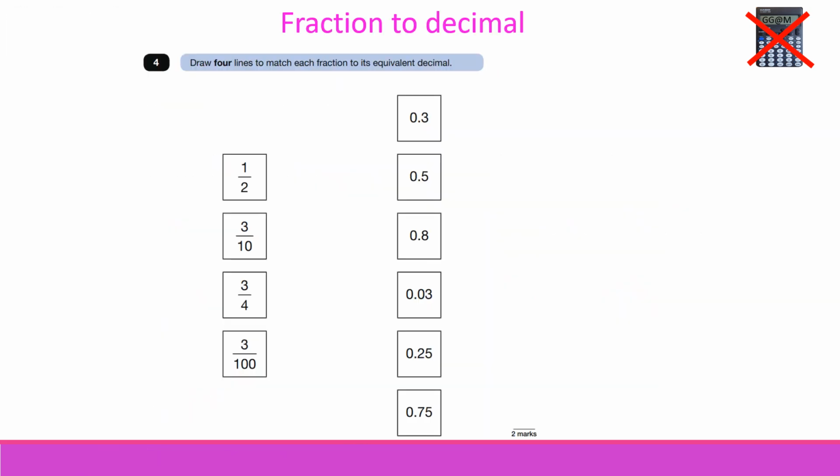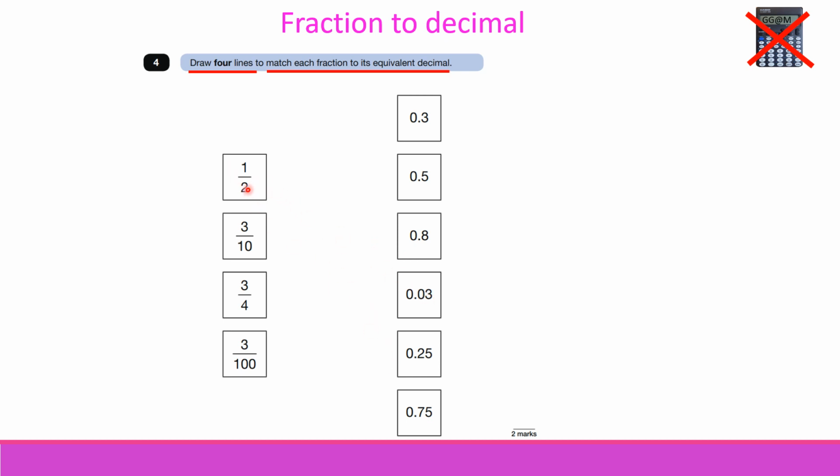This is a question on converting fractions to decimals. The key words of the question are we've got to draw 4 lines to match each fraction to its equivalent decimal. So the fractions that are written on the left hand side, you've got to draw a line across to match whichever is the correct decimal.